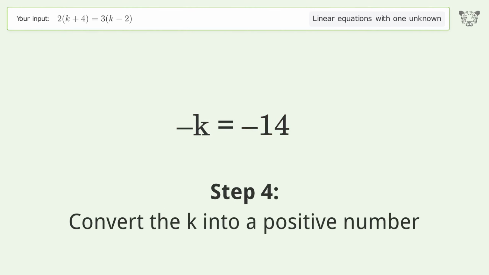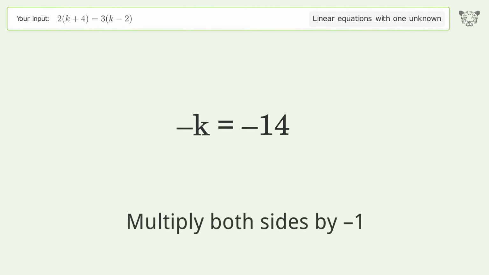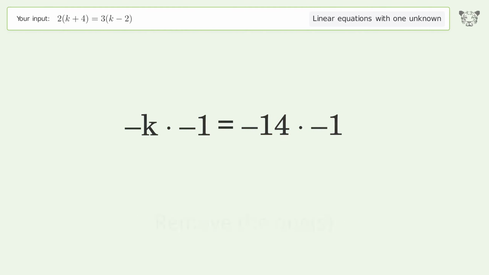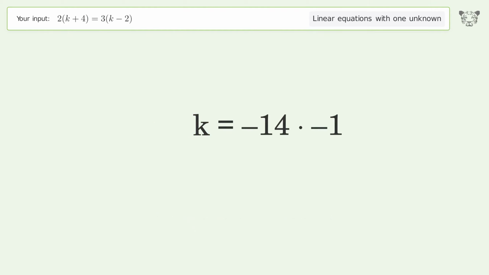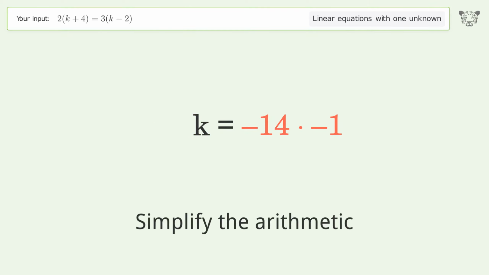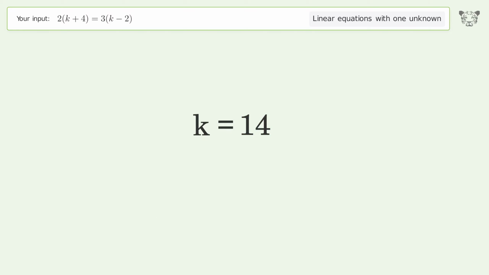Convert the k into a positive number. Multiply both sides by -1. Remove the ones. Simplify the arithmetic. And so the final result is k equals 14.